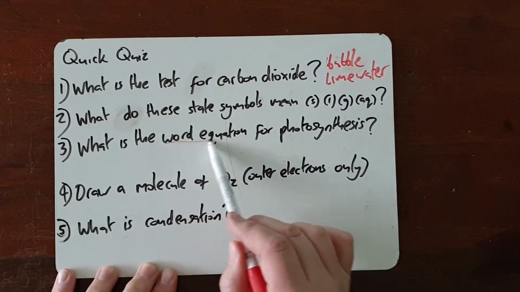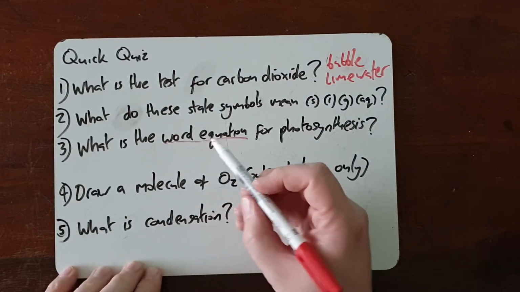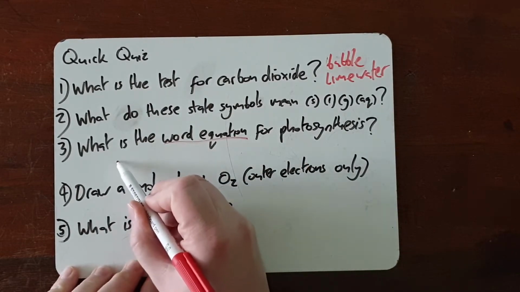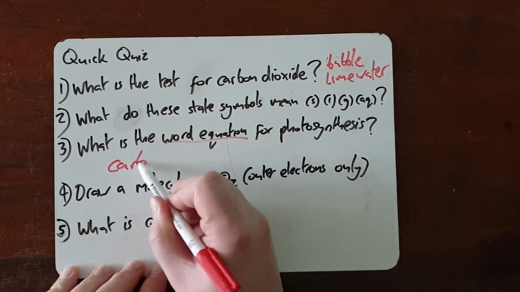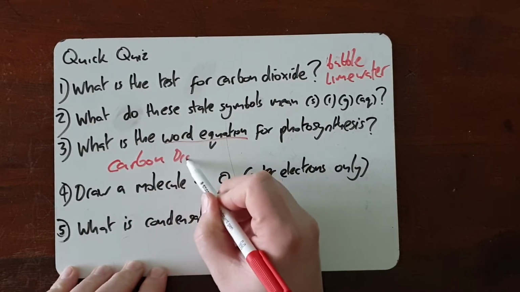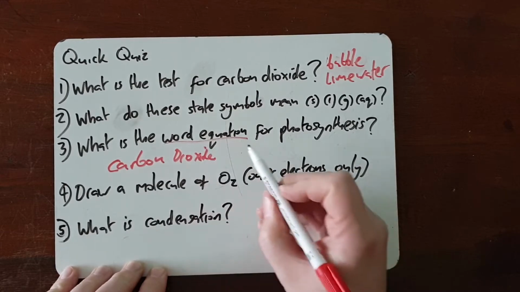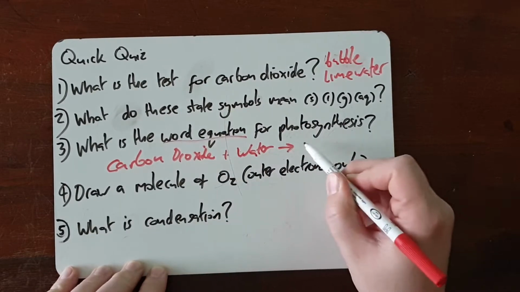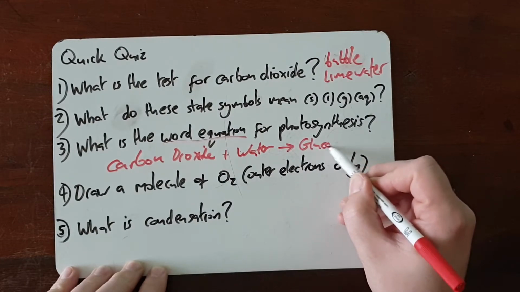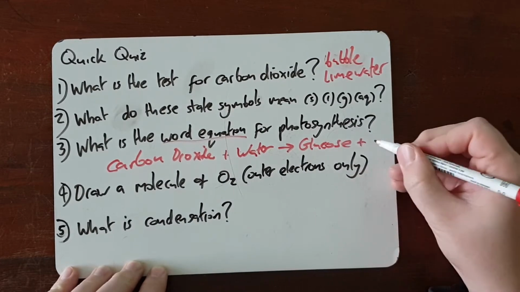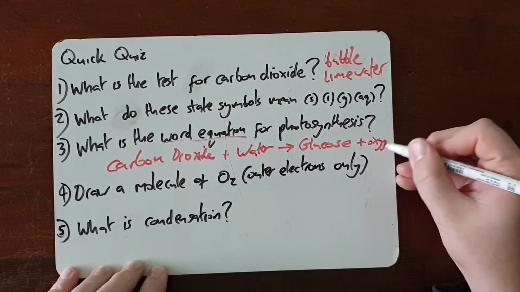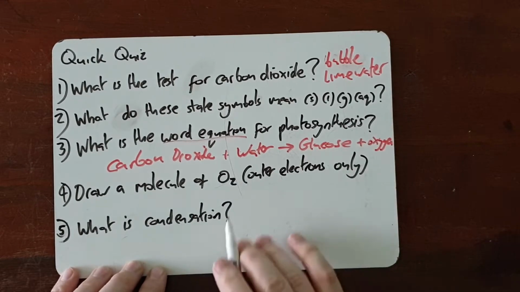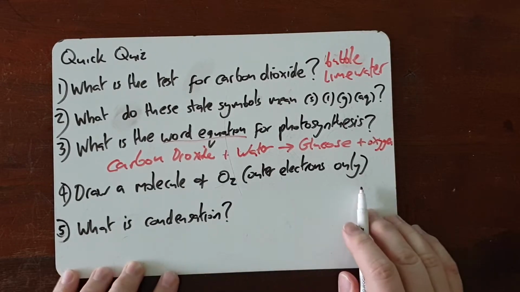Right, what is the word equation for photosynthesis? Yeah, I know this is a little bit biology, but it's relevant for today. So photosynthesis is carbon dioxide plus water goes to glucose and oxygen.